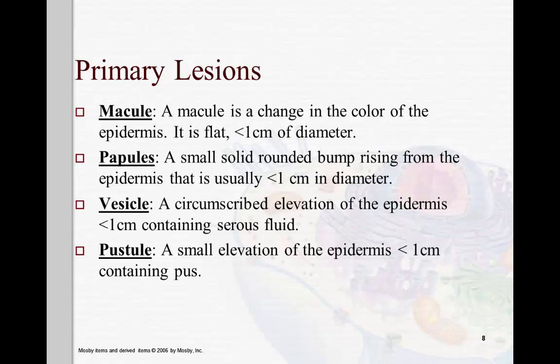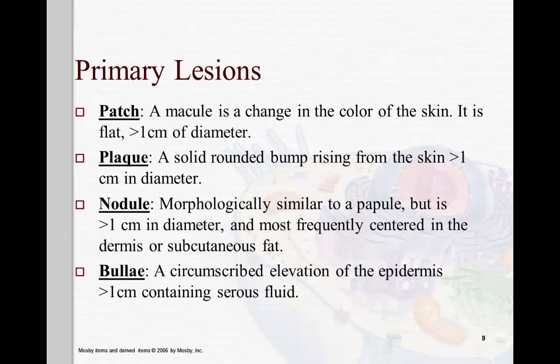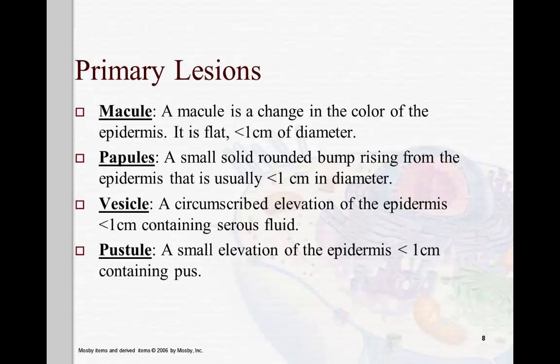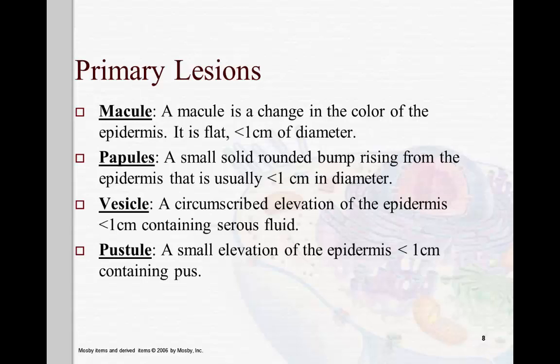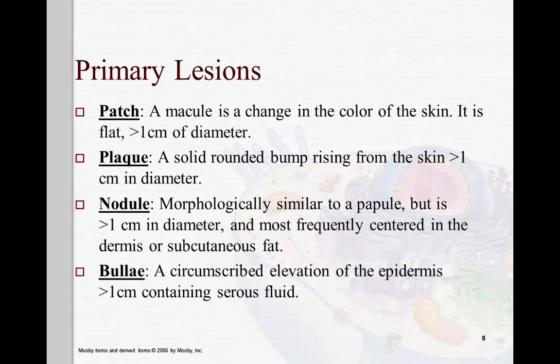A pustule is the same as a vesicle, but instead of being filled with clear, transparent serous fluid, it is filled with pus. So it's also less than 1 centimeter. It's also an elevation of the epidermis, but it contains pus. Continuing with the primary lesions, if a macule is a stain less than 1 centimeter and flat, the patch is the same, but more than 1 centimeter in diameter. If a papule is small, solid, round, less than 1 centimeter in diameter, and above the epidermis, the plaque is the same but more than 1 centimeter in diameter.